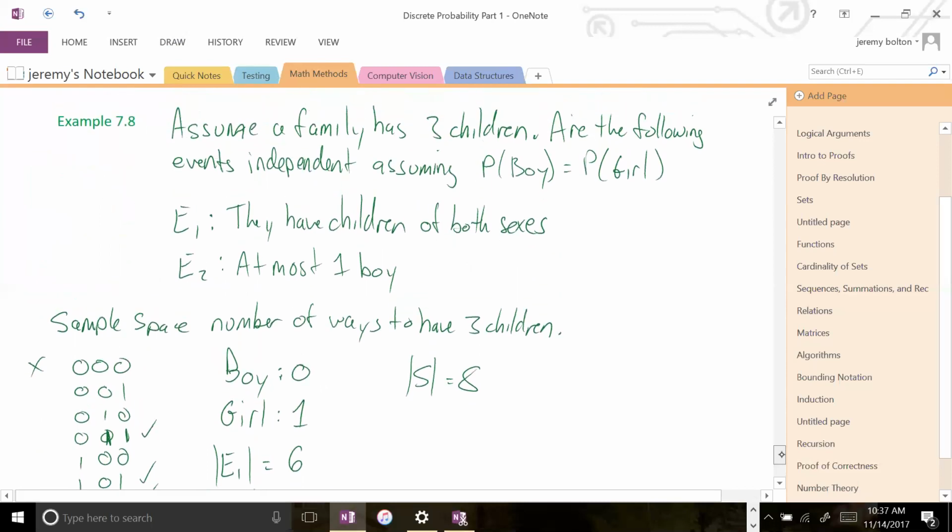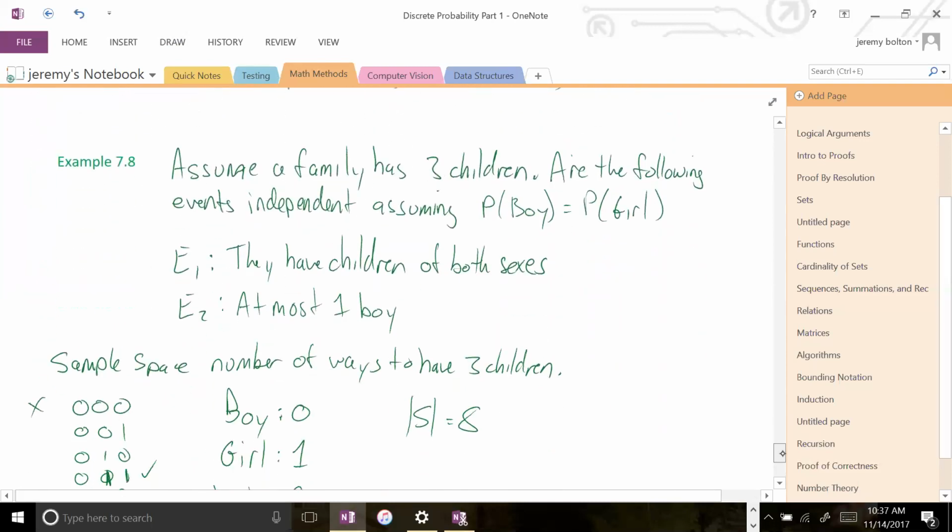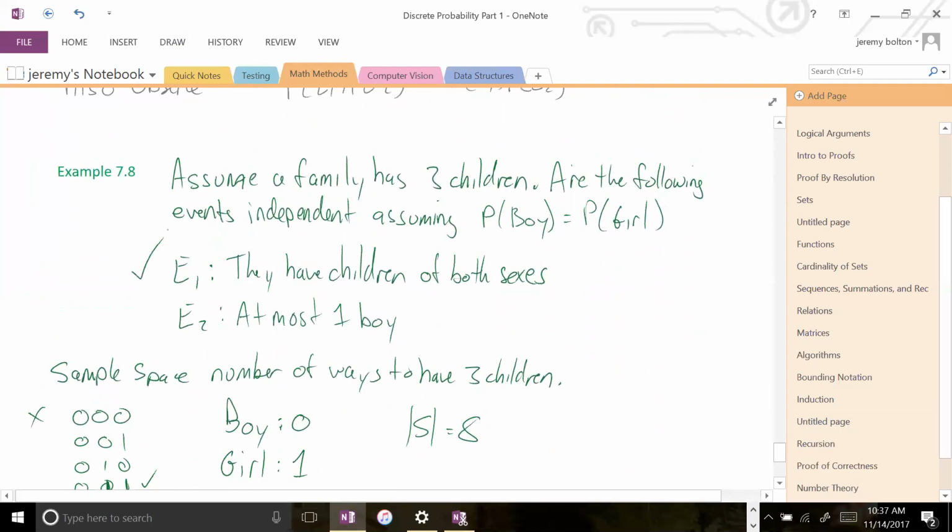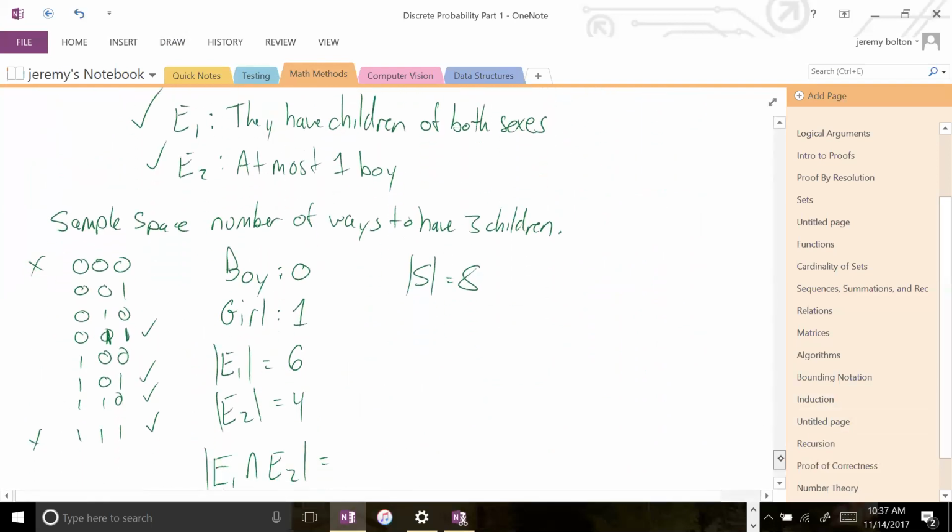So these are the sets. Event one is they have children of both sexes. And event two, they have at most 1 boy. So we have, what, these 3 items? Right here, these X's were negating those two, not counting those two. These are the 6. And here are the 4. Where are both of those events satisfied? They're both satisfied here, here, and here. So we have 3, and that's it.